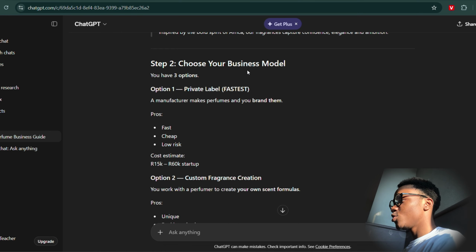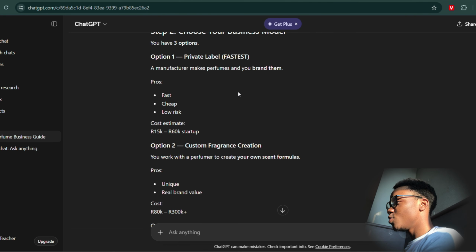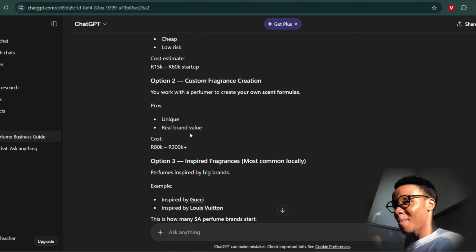Step 2, choose your business model. You have 3 options, right? A manufacturer makes perfumes and you brand them. Pros: fast, cheap, low risk. Cost estimate is 15K to 60K startup. Someone lend me 15 to 60K, please, so we can start this business.